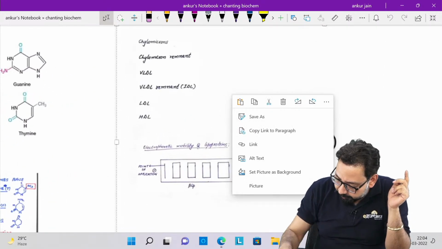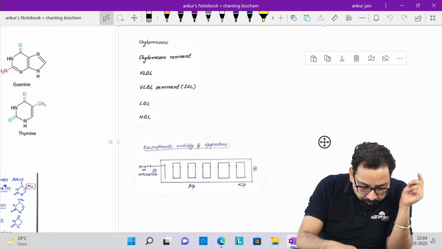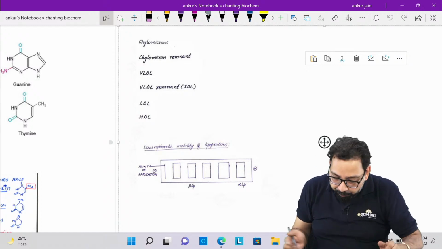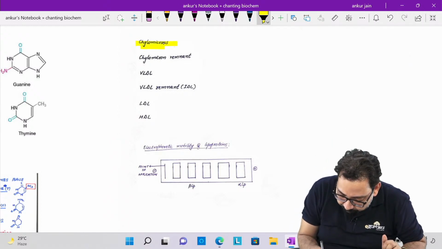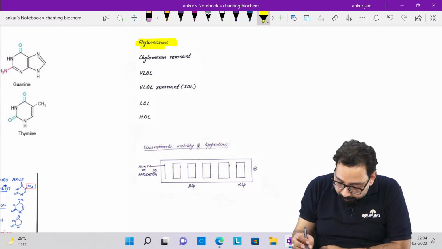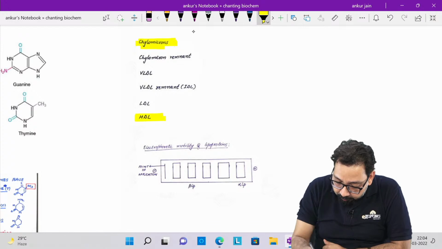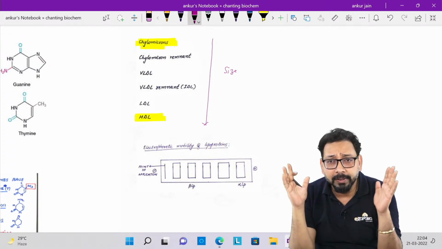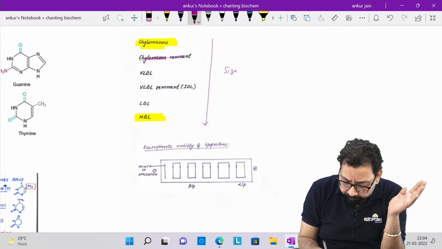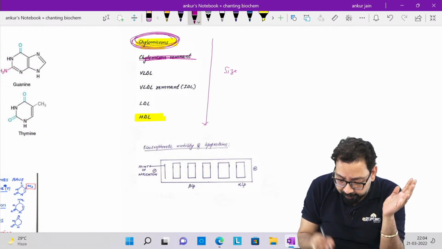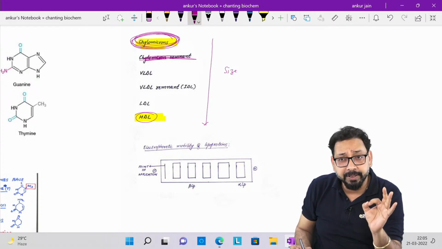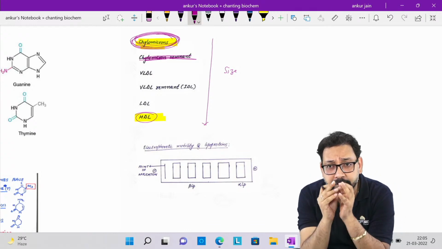So in the previous session we discussed something about lipoproteins: chylomicrons and HDL. In this the size decreases. If you see the name of chylomicron itself, it is a very big name, so it is having the largest size. HDL is having the highest density. Highest density means more compact, smallest in size.